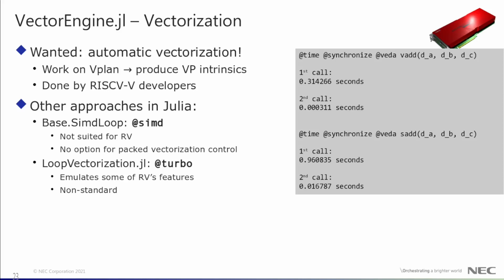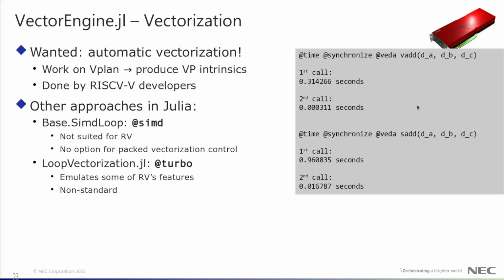There are other approaches in Julia to vectorization, other macros. So there's in Base the SIMD loop, there is a macro called SIMD. Unfortunately, this is not suited for RV. It annotates the loop in a different way and represents them in a way that is not understood by Region Vectorizer. And then I found LoopVectorization.jl, which annotates loops with turbo. So there is no standard, in my opinion, for vectorization. Therefore, we just added another macro for this.